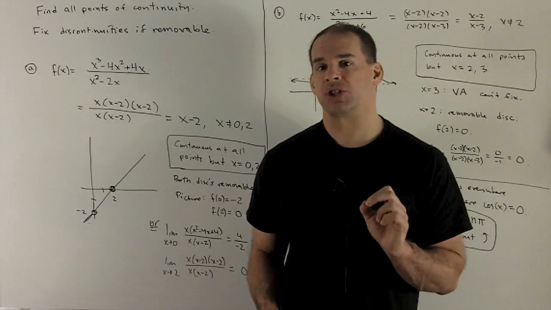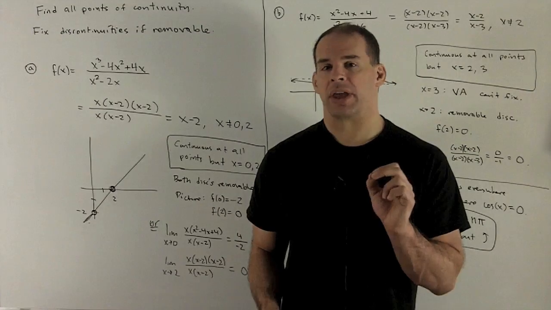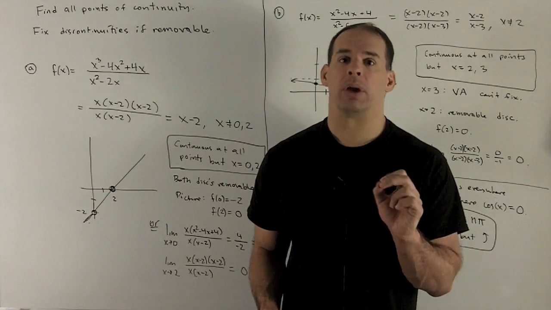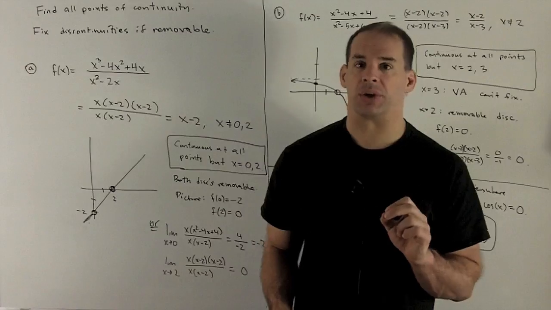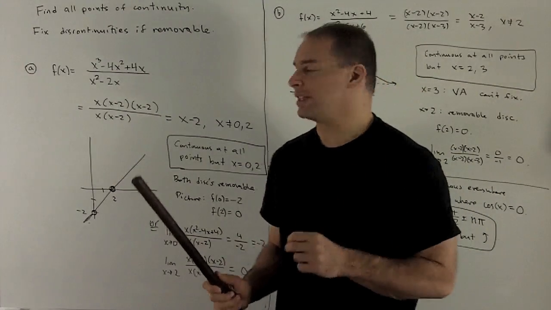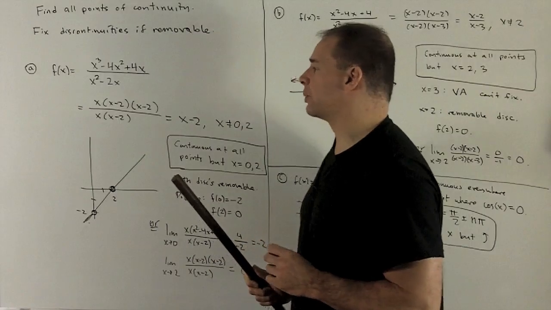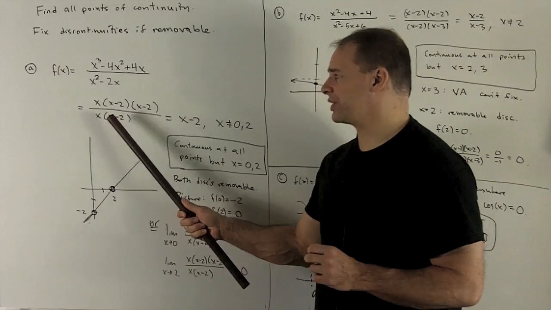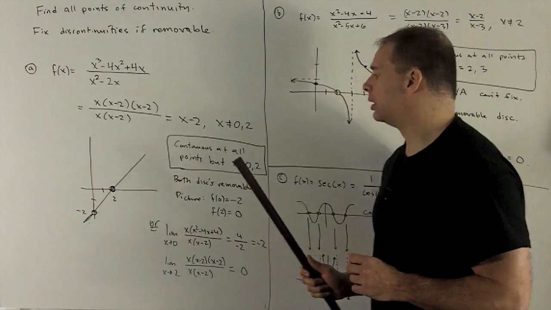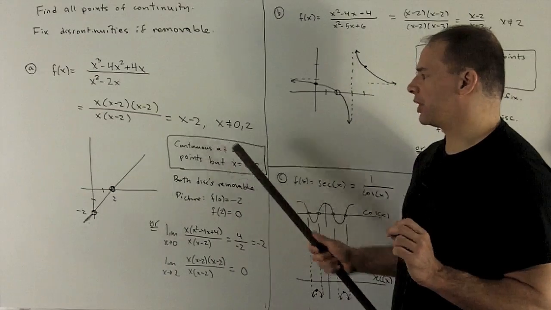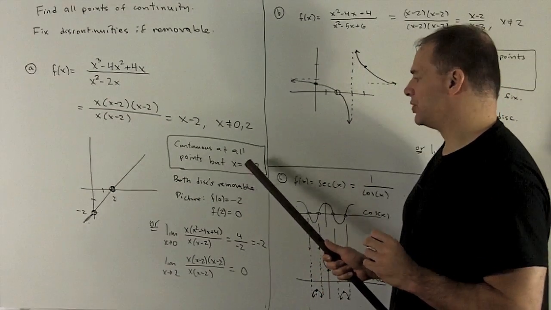This is a rational function, so we know it is going to be continuous at every point except where we divide by 0. So to find the discontinuities, all I need to do is figure out where x squared minus 2x is equal to 0, and that's going to be at the points 0 and 2. So our answer is that it's continuous at all points except for 0 and 2.